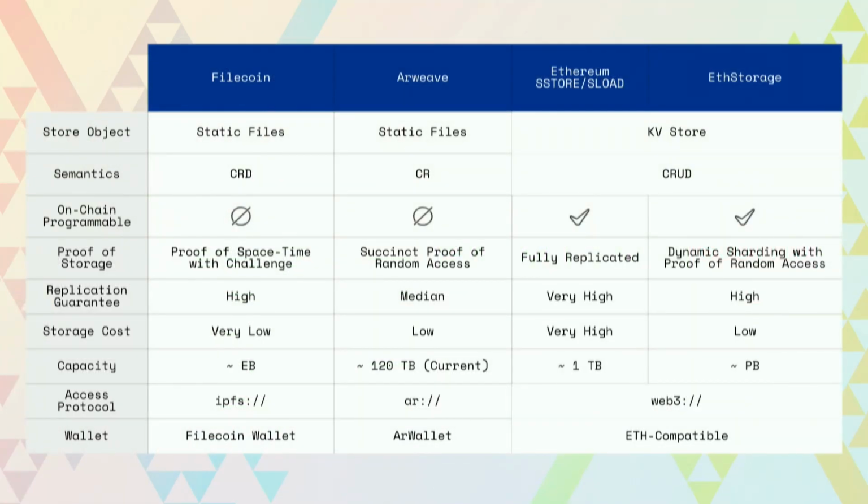And EthStorage can be more than a long-term data availability layer of Ethereum. Thanks to smart contracts and programmability, EthStorage can do more than just a static file storage system. It's essentially a database with key-value interfaces. This enables a lot of dynamic website applications rather than the static ones that we can find these days, like Filecoin and Arweave.